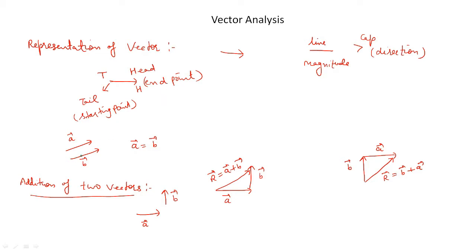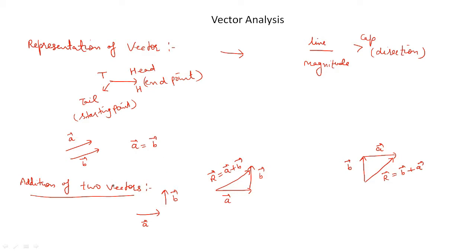Now here you can see that there are two vectors A and B. Vectors A and B here are in the same direction and their magnitudes are the same. So we can say that the two vectors are equal.